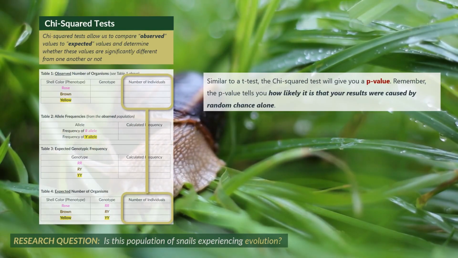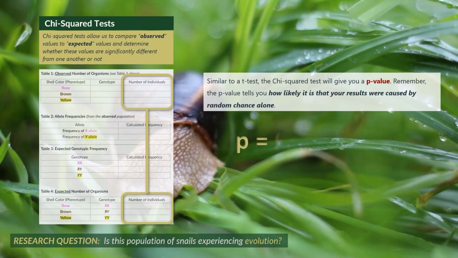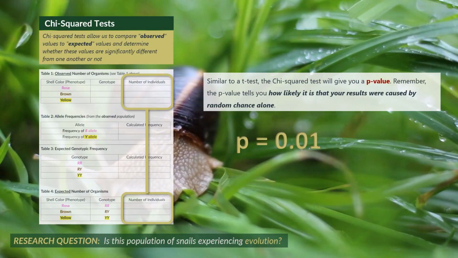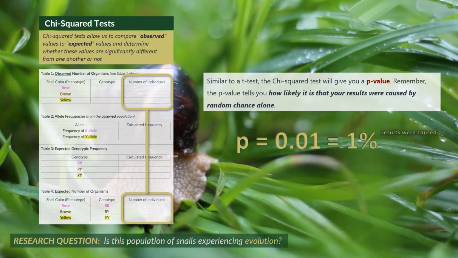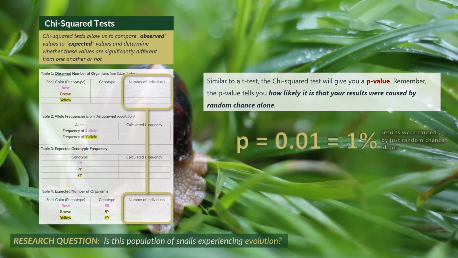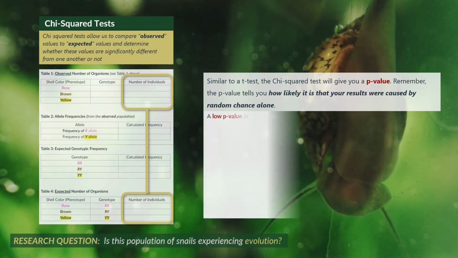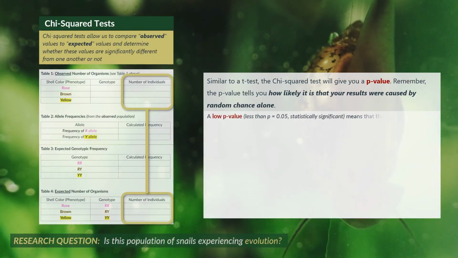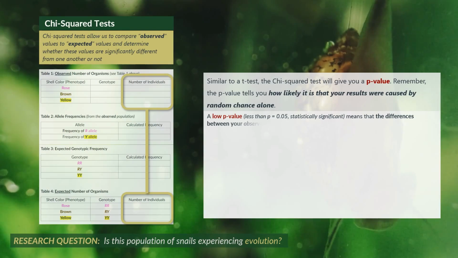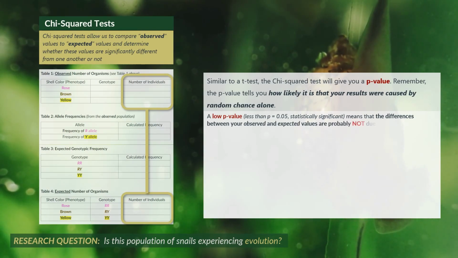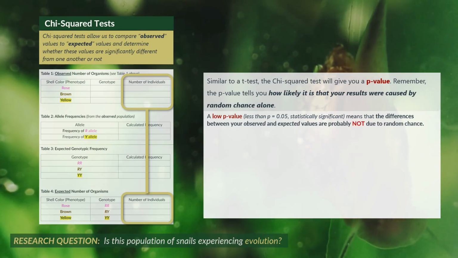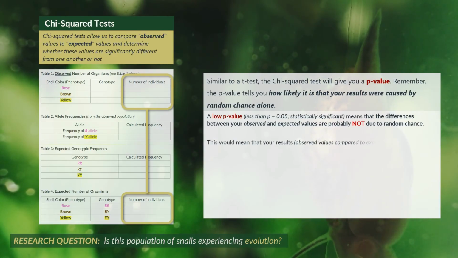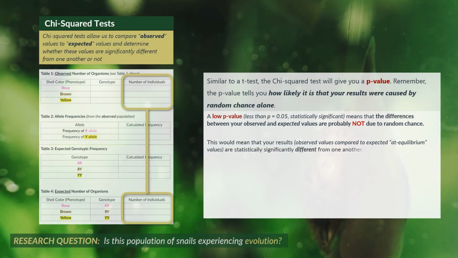For example, a p-value of 0.01 would mean that there is a 1% chance that our results were caused by just random chance alone. So a low p-value, such as a p-value less than 0.05, means that any difference seen between your observed and expected values is probably not due to random chance alone. This would mean that your results are statistically significantly different from one another.